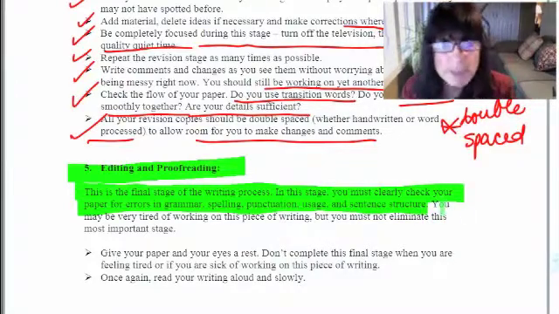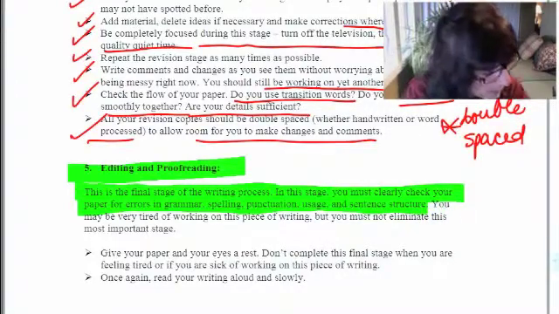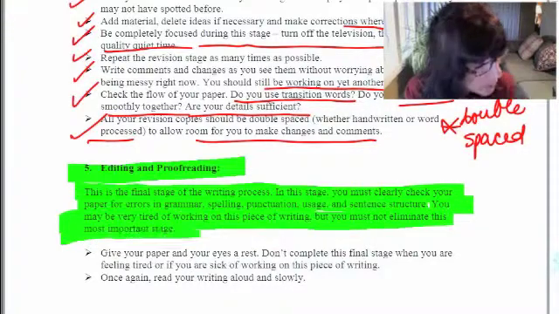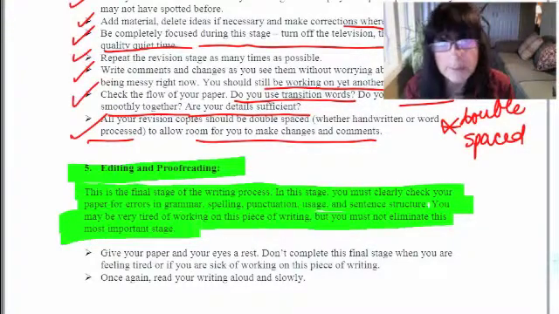Now, you might just be sick to death of that piece of writing and you just don't want to look at it anymore, but you cannot eliminate this stage of writing.